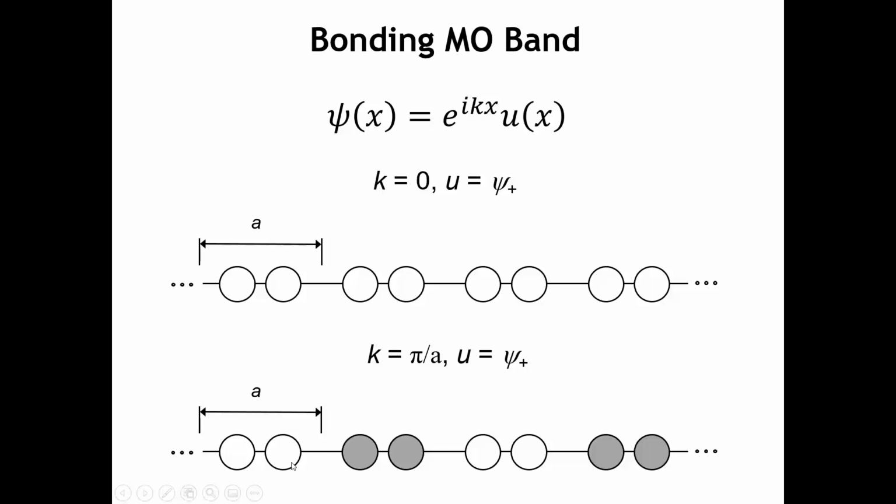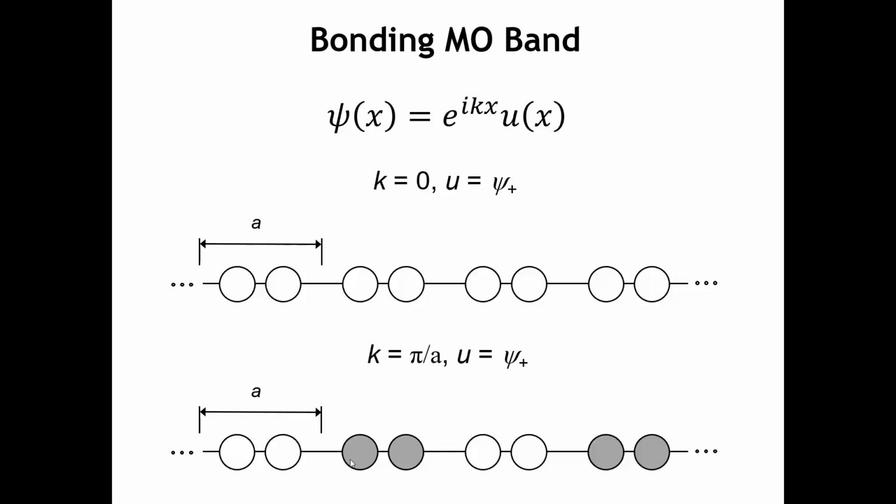As before, the interaction within the molecule is still bonding, but now the interaction between molecules is antibonding. And so every crystal orbital for this band is going to lie between these two extremes.